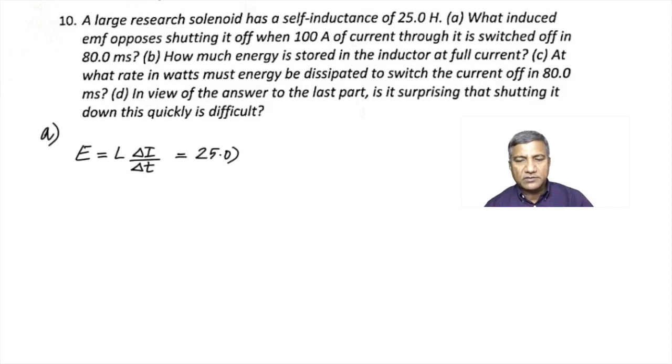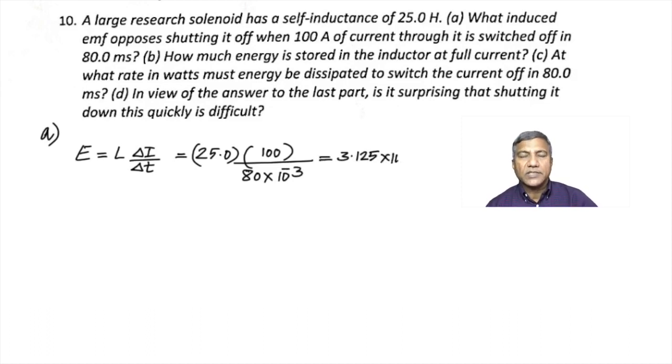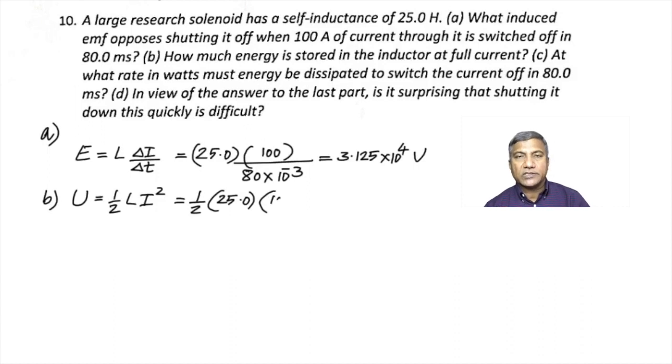L is the self-inductance. So that's given as 25.0. Change in current is 100 minus 0, which is 100. 80 milliseconds is 80 times 10 to the negative 3. And when we do the calculations, we get 3.125 times 10 to the 4 volt. In the B part, how much energy is stored in the inductor? The energy of an inductor is 1/2 L i squared. Okay, so we have the self-inductance and we have the current. Self-inductance is 25. The current flowing is 100 ampere, and we get 1.25 times 10 to the 5 joules.